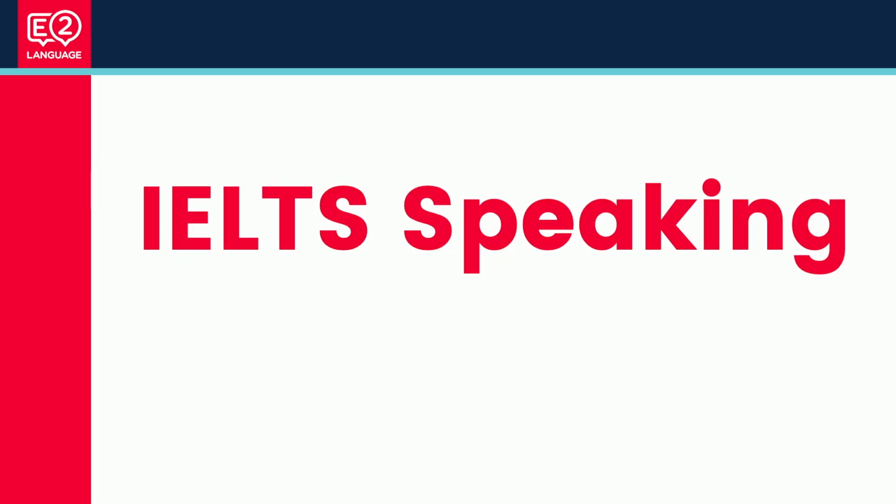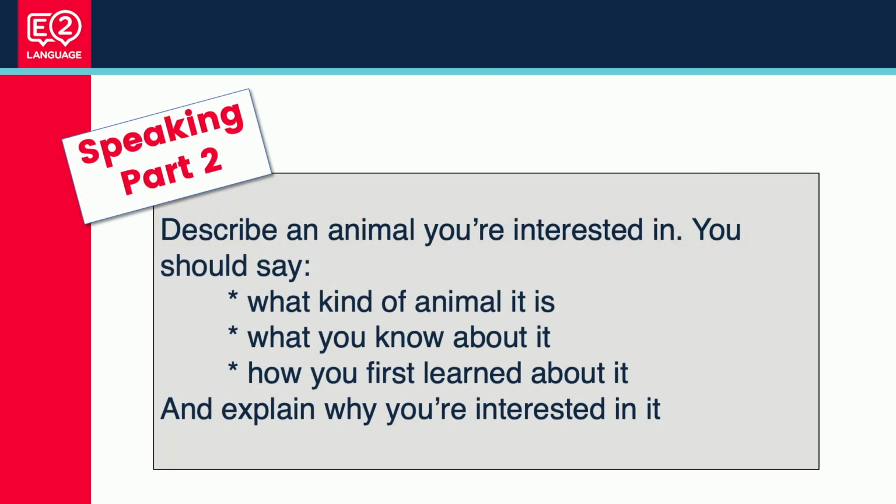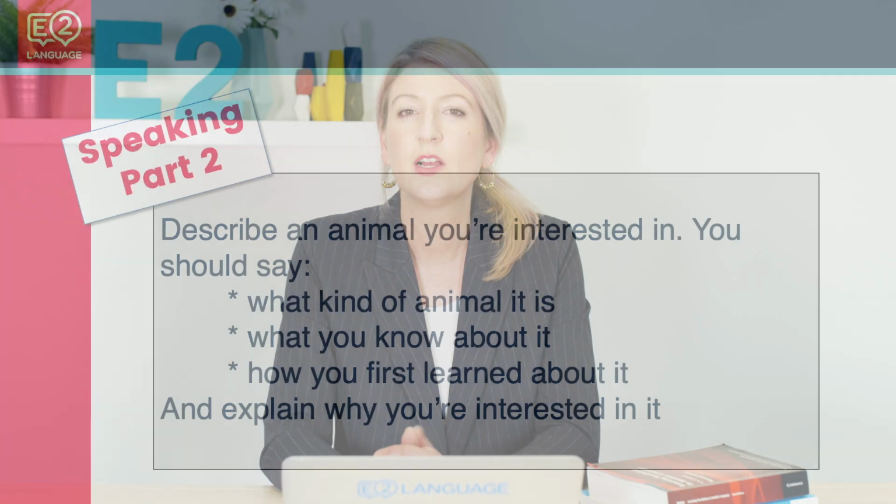So that brings us to IELTS speaking. Let's stick with the animals theme here and look at this typical speaking part 2, the topic talk. So you could be asked anything really, but you might be asked to describe an animal that you're interested in. That's a pretty easy topic, right? But how confident are you that you could talk for 2 minutes about an animal that you're interested in? You might want to talk about an elephant, for example.